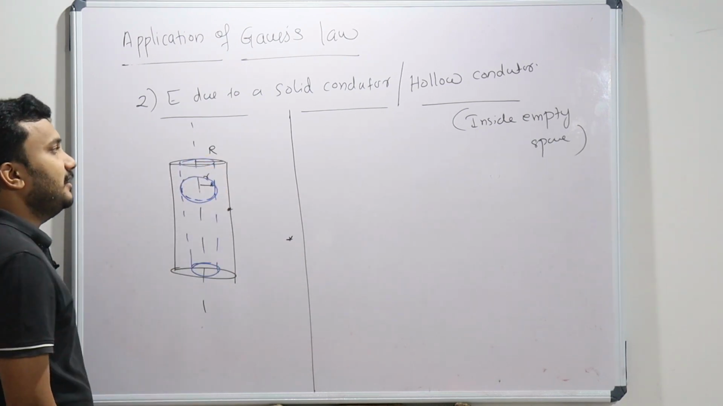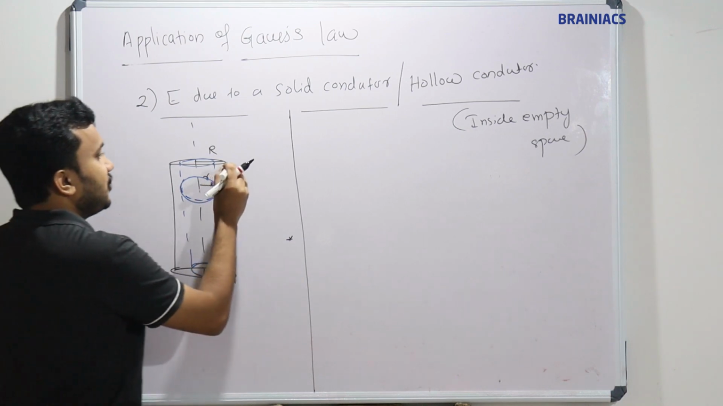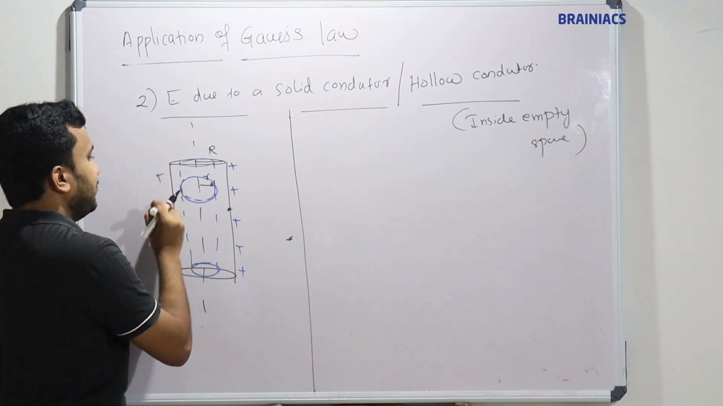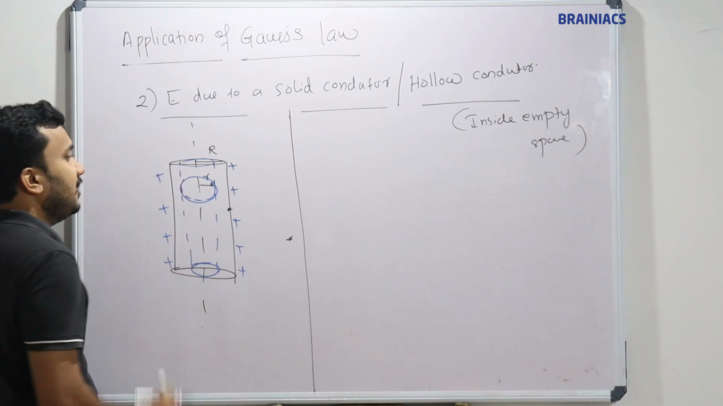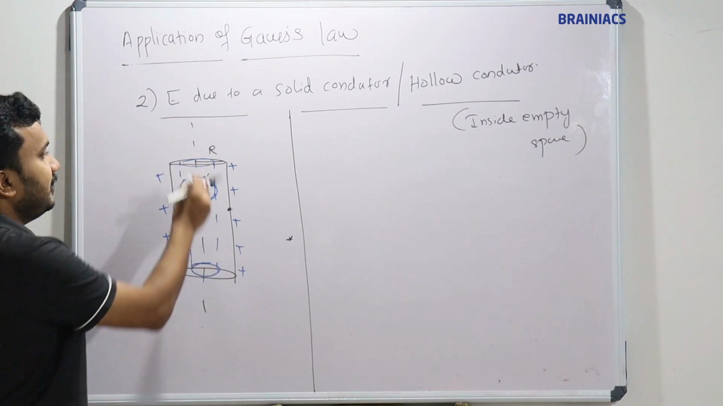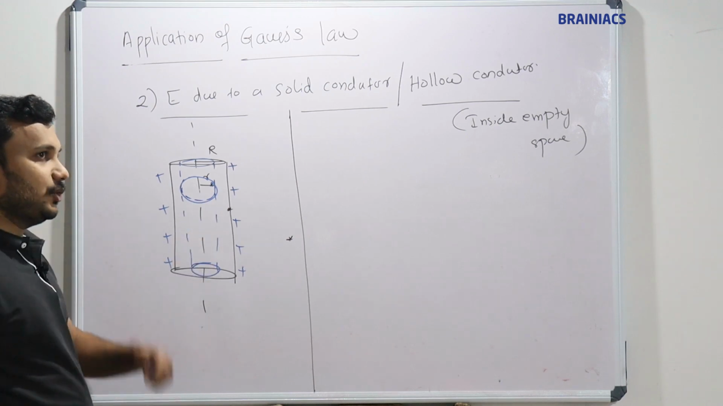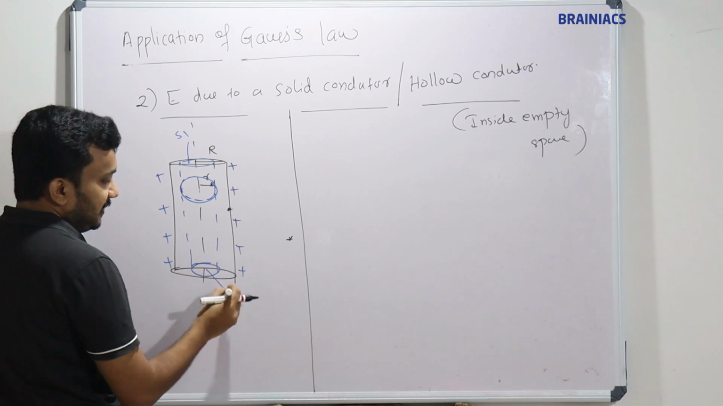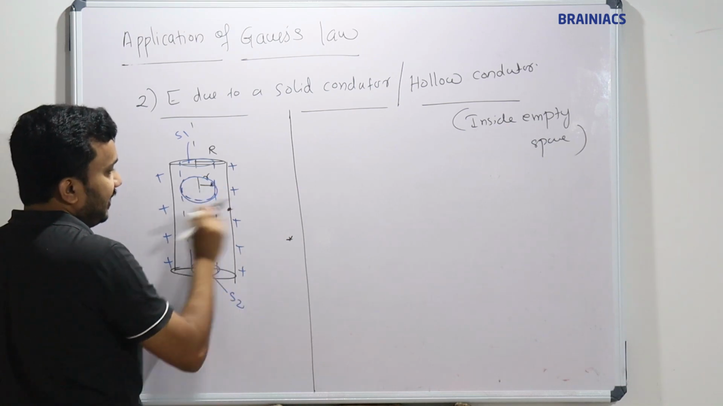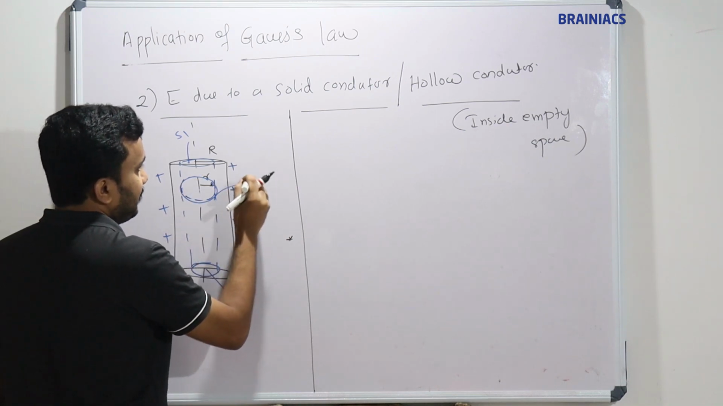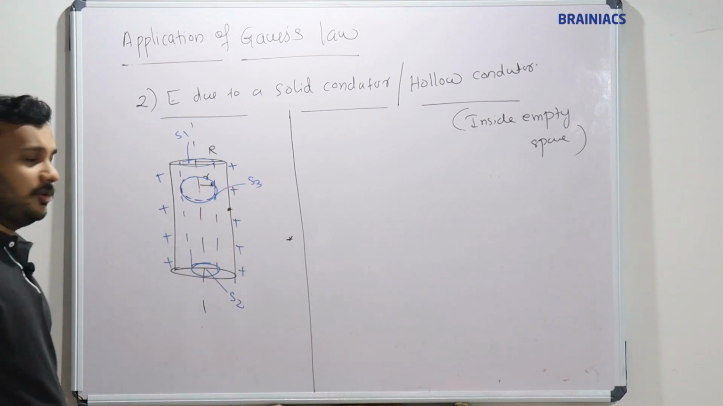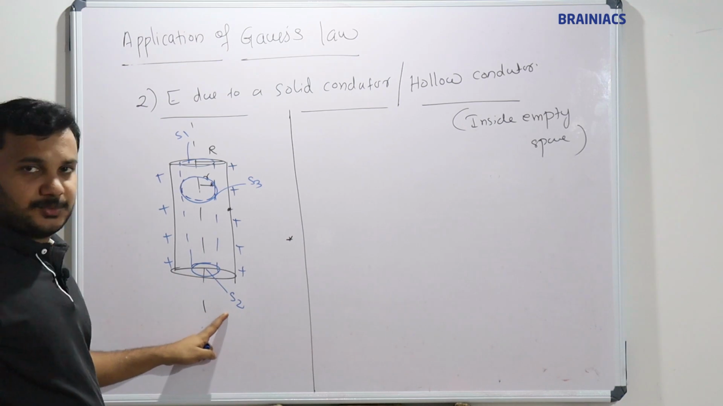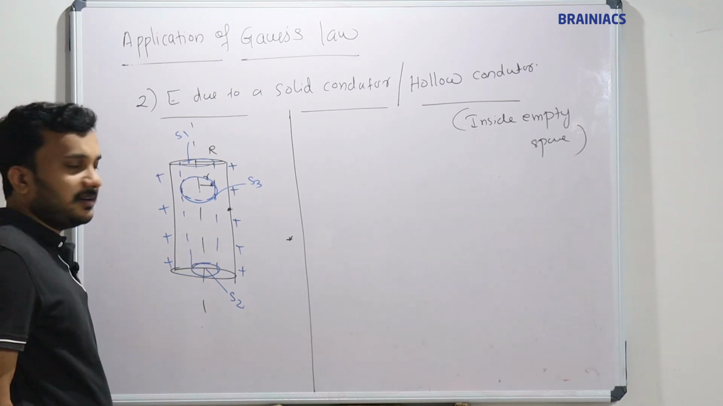This is a small cylinder inside. I told you that charges are present only at the surface. Inside it is empty, so charge is present only outside. With respect to this surface, as I told before, there are 3 surfaces. This is called S1, this blue one is called S2, and the inner curved surface is called S3. We already know the electric field at the S1 surface is 0 and at the S2 surface is 0; only the S3 surface exists.